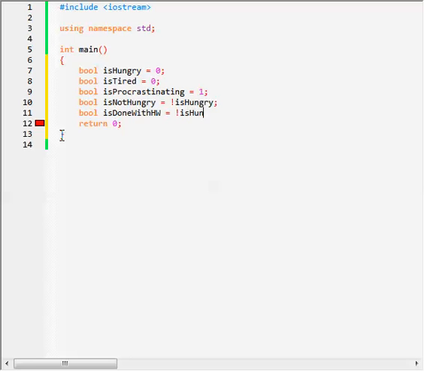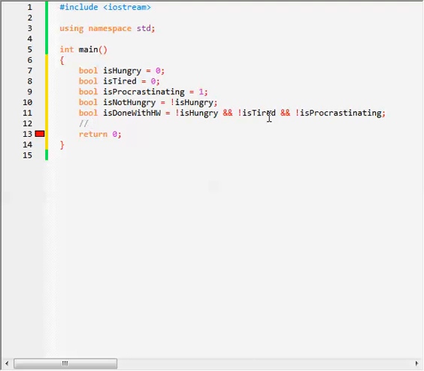So is not hungry and exclamation point is not tired and is not procrastinating. So we would get, these are comments. Comments are shown by a double slash, and what they mean is anything on this line is not shown.